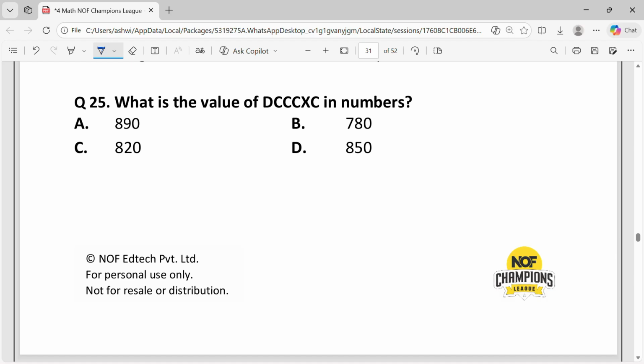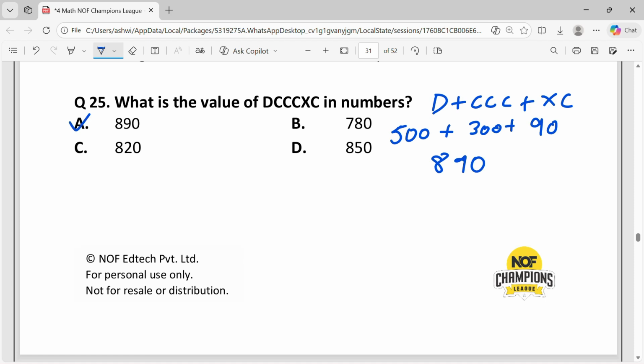Question 25. What is the value of DCCCXC in numbers? The Roman numeral can be broken down into D plus CCC plus XC. That is 500 plus CCC, that is 100 plus 100 plus 100, that is 300, plus XC, that is 90. That is equal to 890. That is option A.